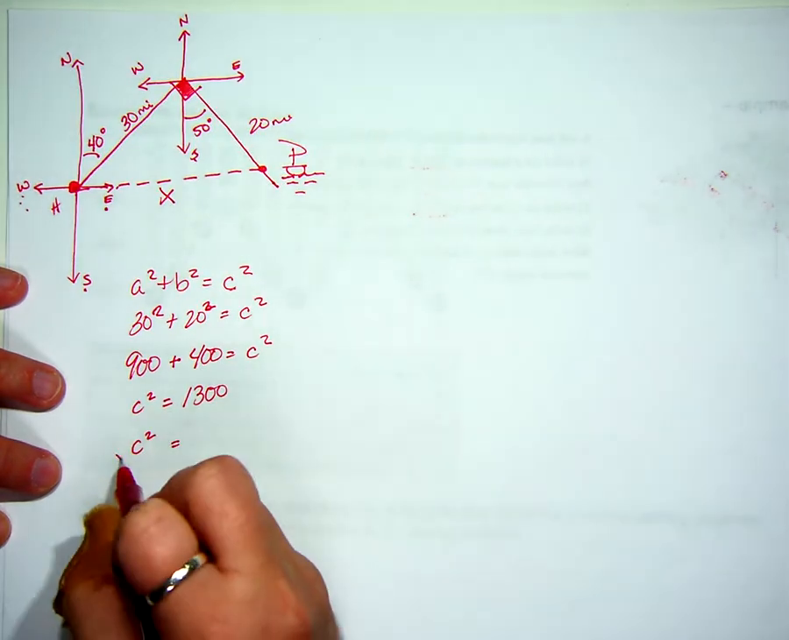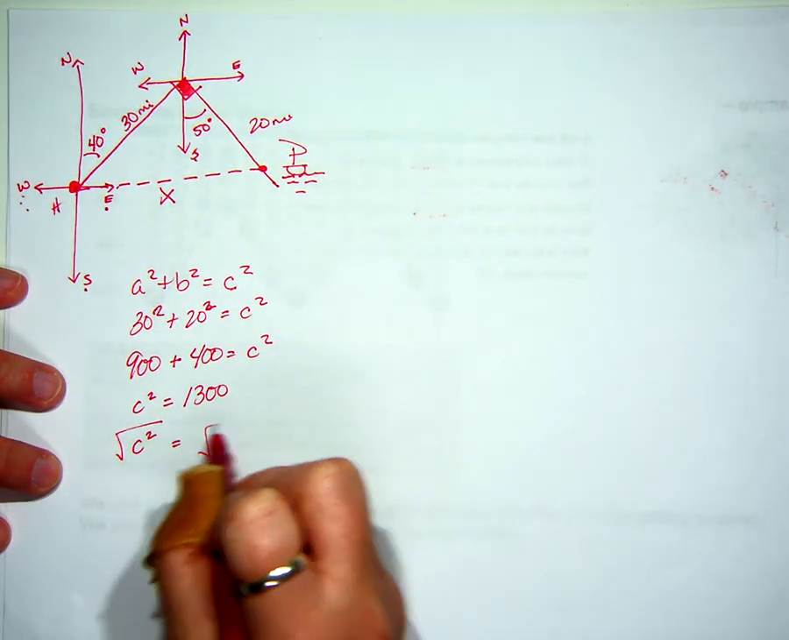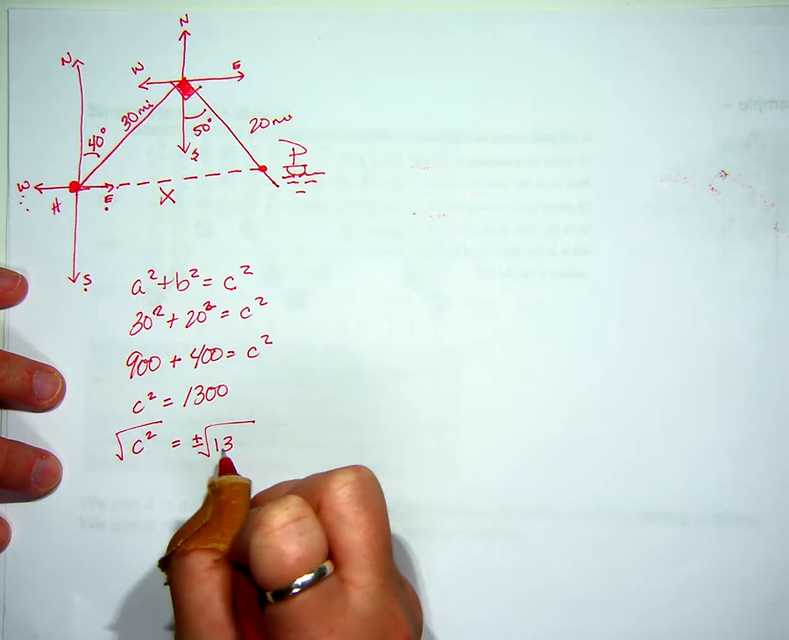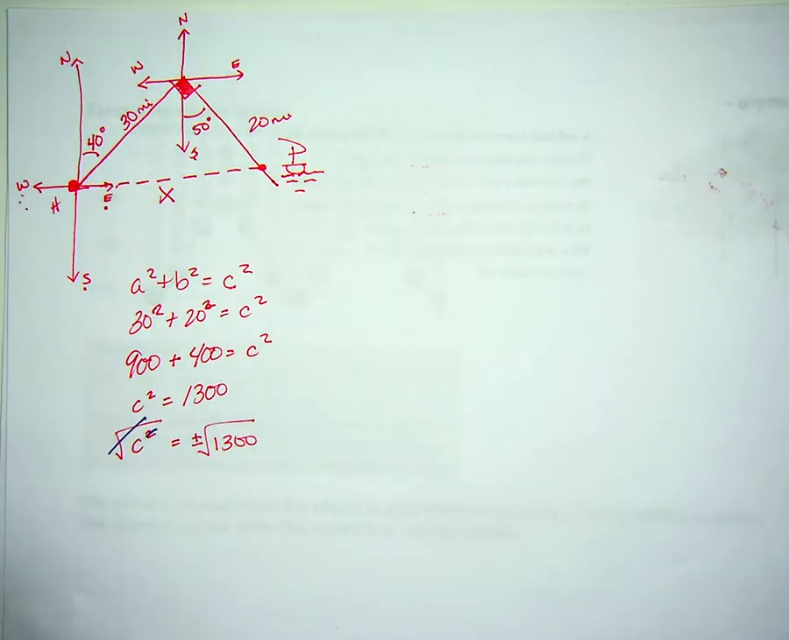C squared, I want c, so I have to take the square root of it. But when you take the square root, you have to put plus and minus in front of it. Well, which one are you going to take? You're going to take the positive. Why? Because we're talking about distance. Distance is always positive. So you're going to say, it's the positive square root of 1300.